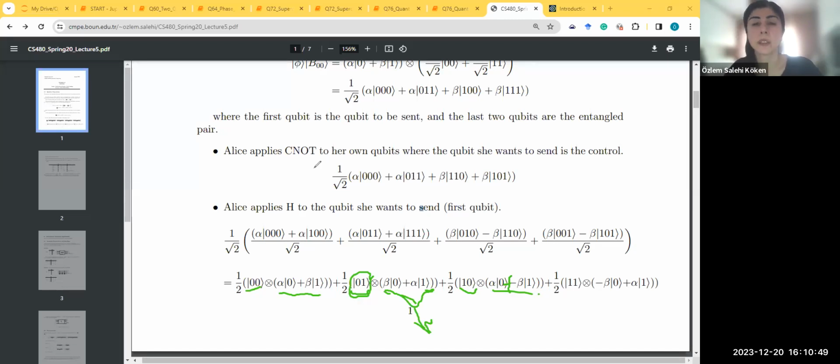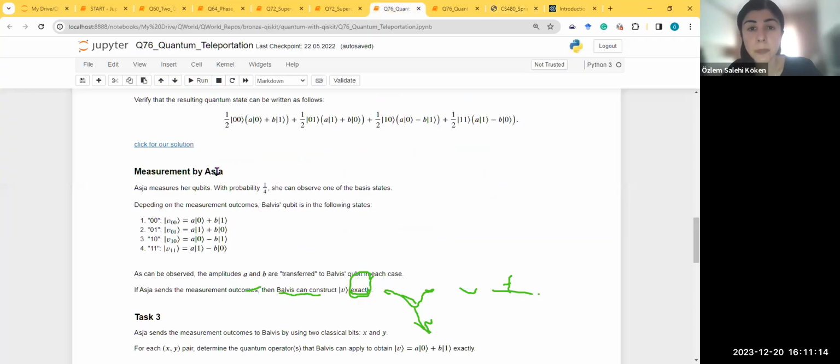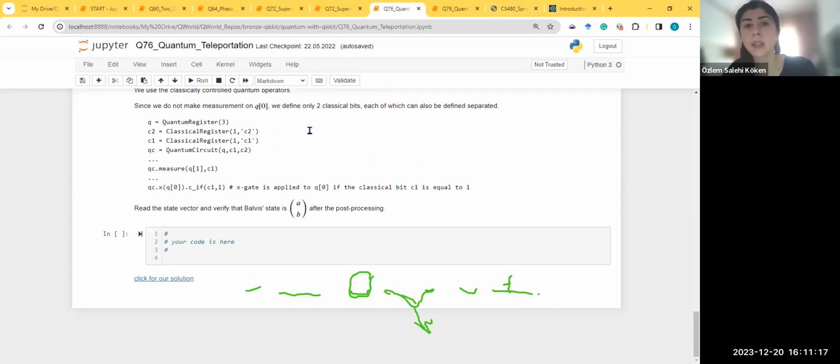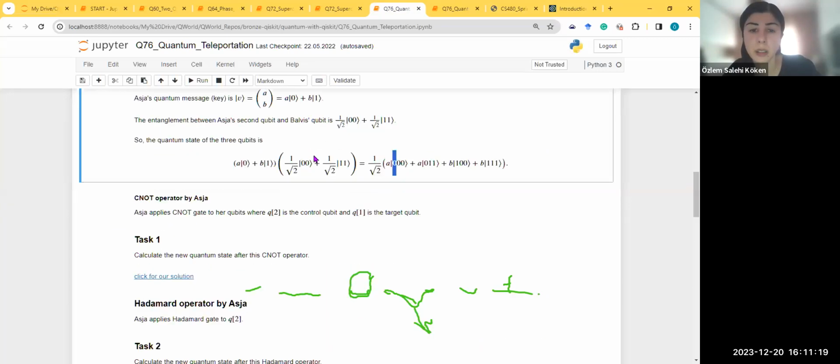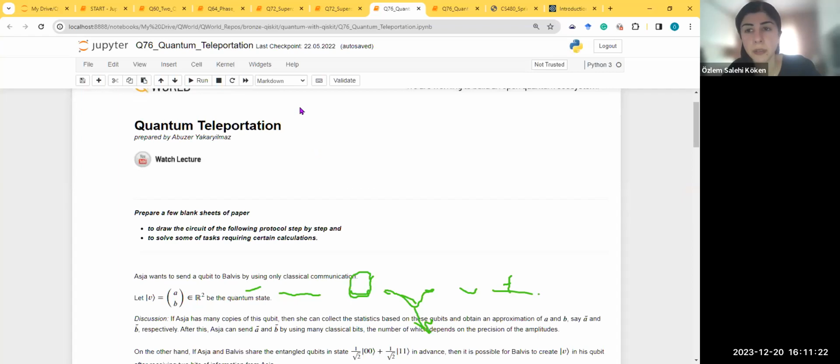Do you have any questions? I will also share this document I'm sharing right now with you. But you can also find the same in the notebook. And there are also tasks so that you can really code and see this. It will be really great if you can do this so that you will understand what's going on.